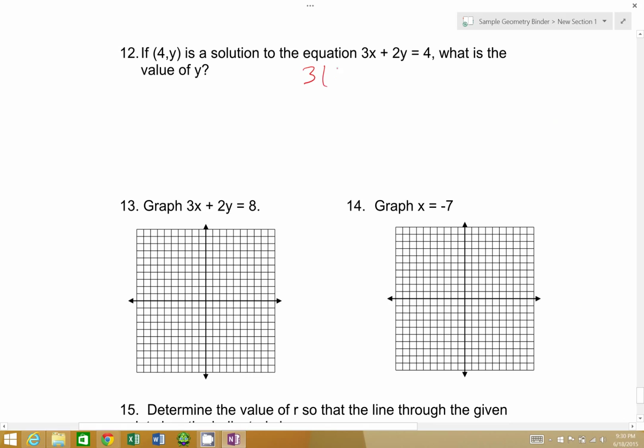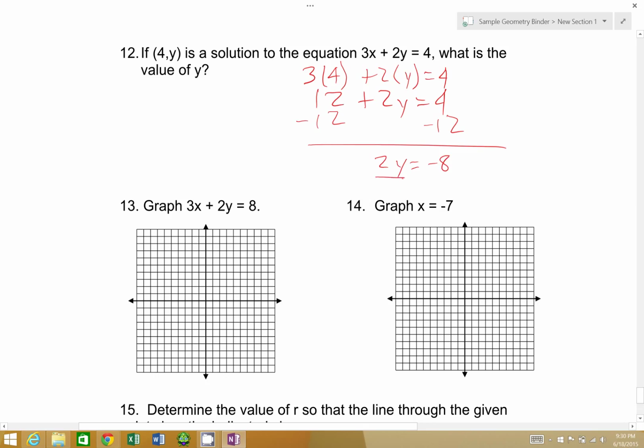Remember the Glade commercial. 3 times 4 plus 2 times y equals 4. 12 plus 2y equals 4. Remember, I want to isolate the y. Before I can do that, let's subtract 12 from both sides. So 2y equals negative 8. Divide by 2, y equals negative 4. So when x equals 4, in the equation 3x plus 2y equals 4, y equals negative 4.